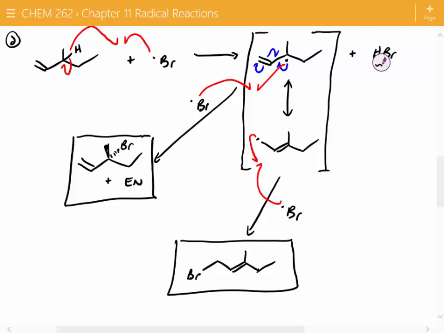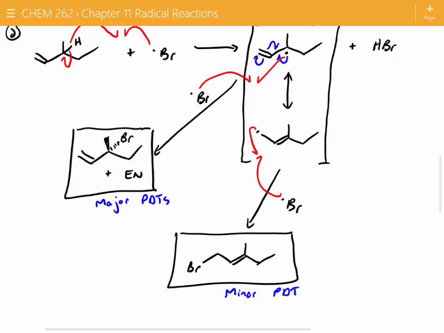So that's a good point. Let's label that out. So major products and minor product. So you always have to look at your radical, assess which one's going to be the major resonance contributor, and that will be the one that is most reactive.